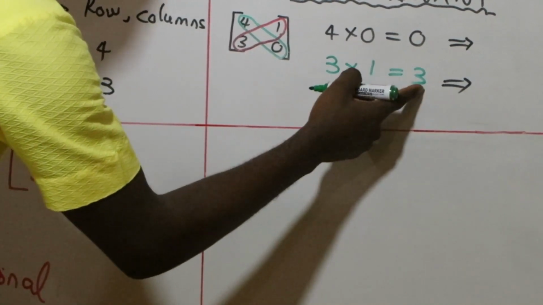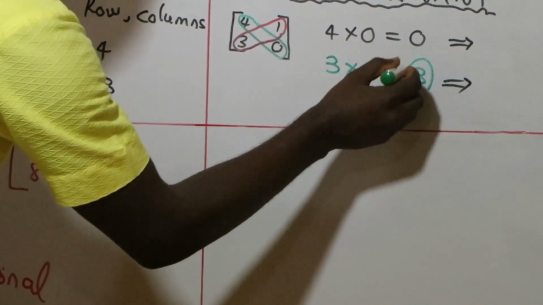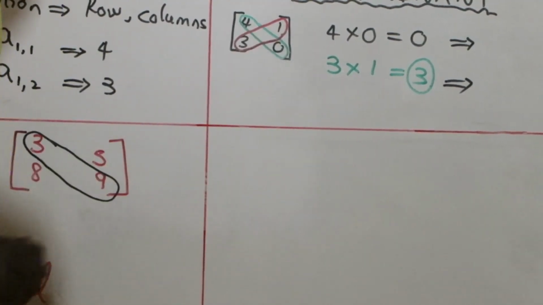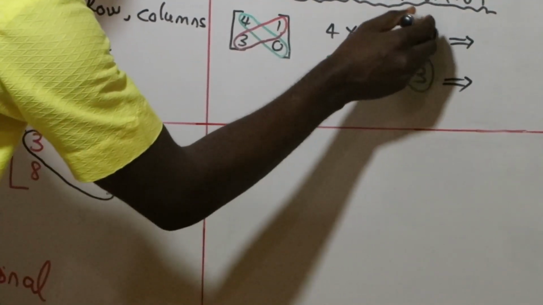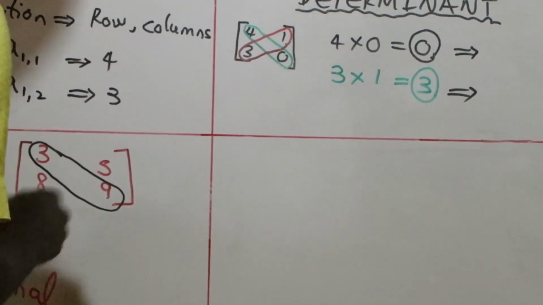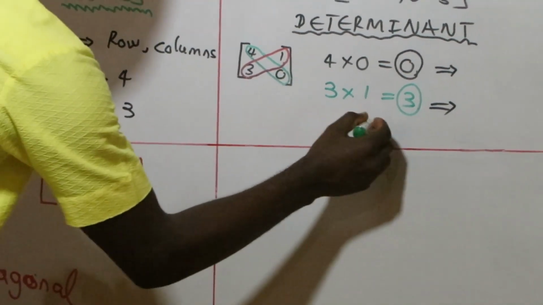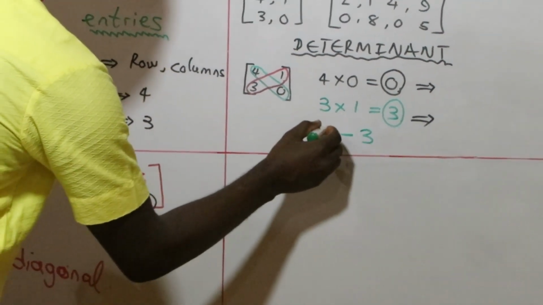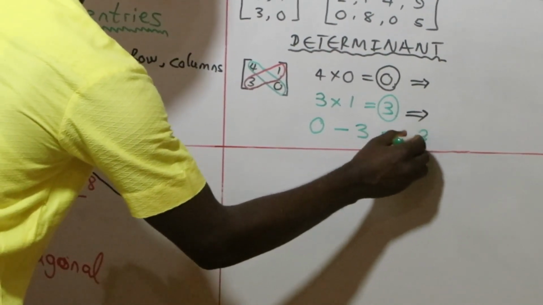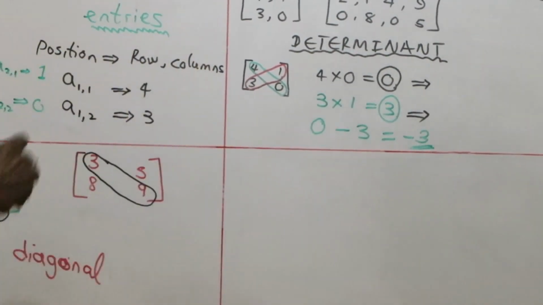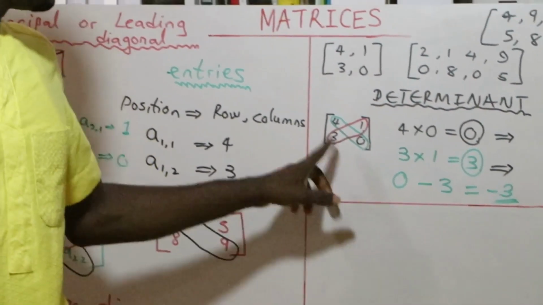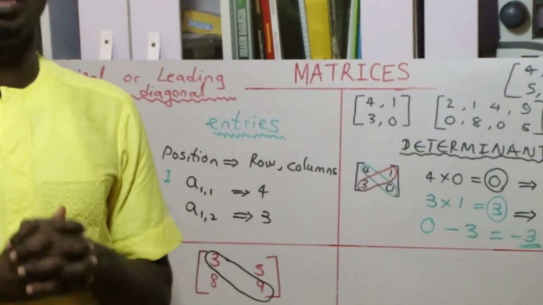This time, this is 3, right? So the product of the counter diagonal is 3. The product of the principal diagonal is 0. So what you do, you subtract the product of the counter diagonal from the product of the principal diagonal. So your answer here will be negative 3. So as far as this matrix is concerned, the determinant is negative 3.